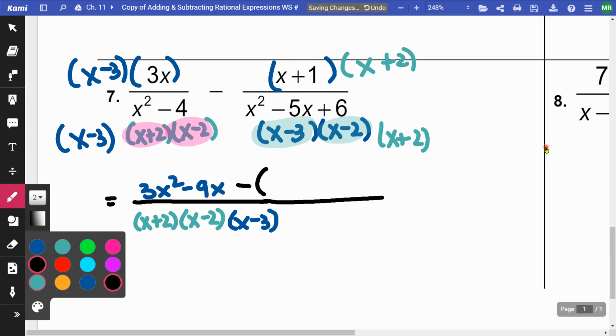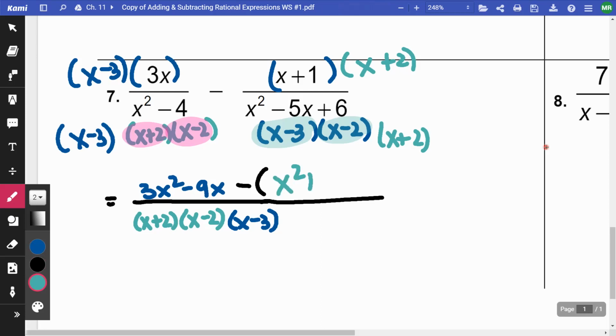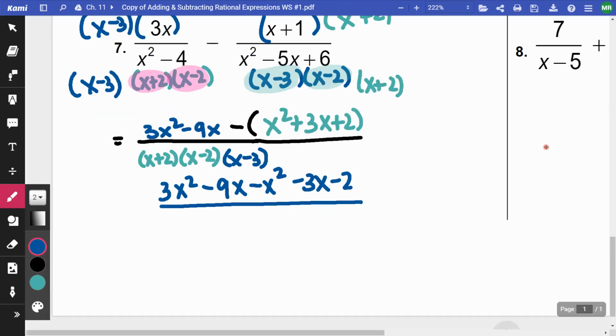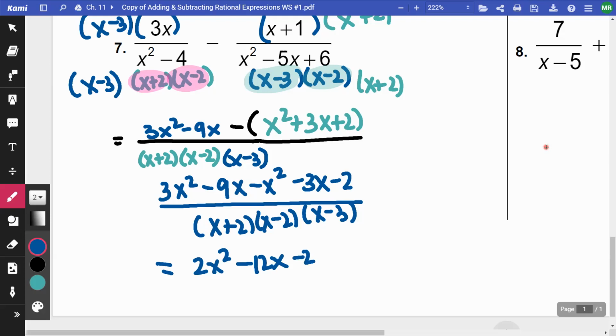When I work out x plus 1 times x plus 2, I'm going to get an x squared plus 3x plus 2. I'm going to distribute, so I'm going to have a 3x squared minus 9x minus x squared minus 3x minus 2 over x plus 2, x minus 2, x minus 3. And so I'm going to get 2x squared minus 12x minus 2, over x plus 2, x minus 2, x minus 3.